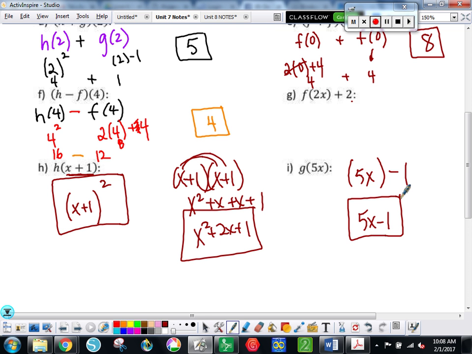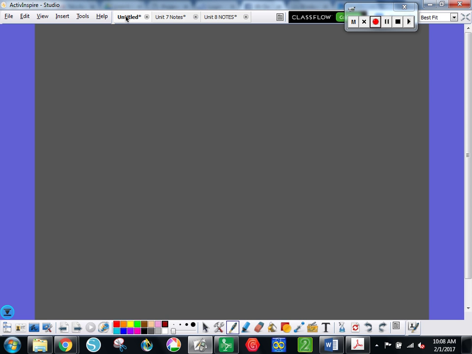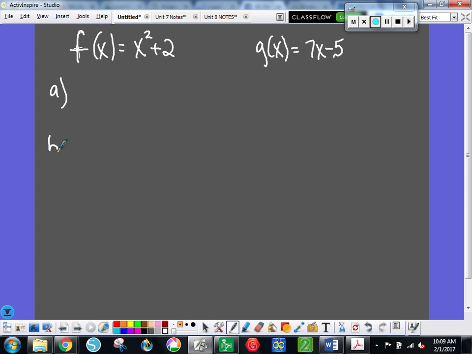Okay, there's a little bit of space underneath your notes. I don't feel like my notes covered everything you need for your homework, so I'm going to give you 2 more functions. Let's say f of x equals x squared plus 2, and g of x equals 7x minus 5. I have 3 more problems and then we are done. You'll have 25 minutes to do your homework, which means y'all should be finished by the time class is over.